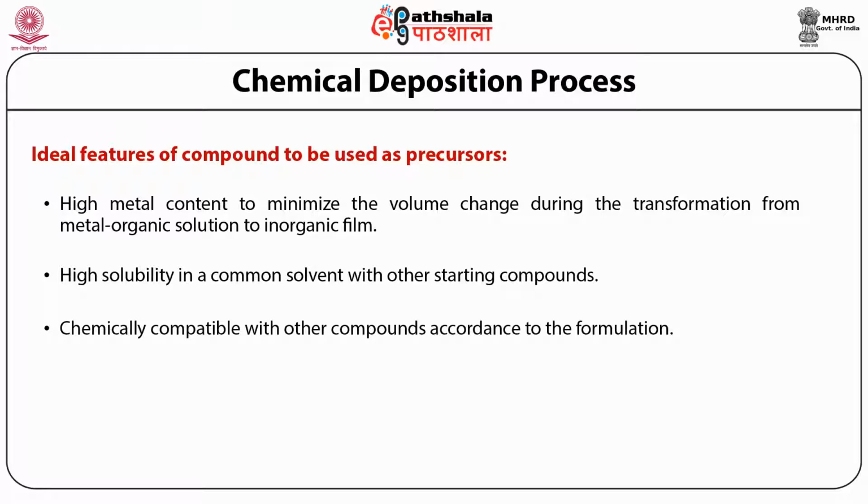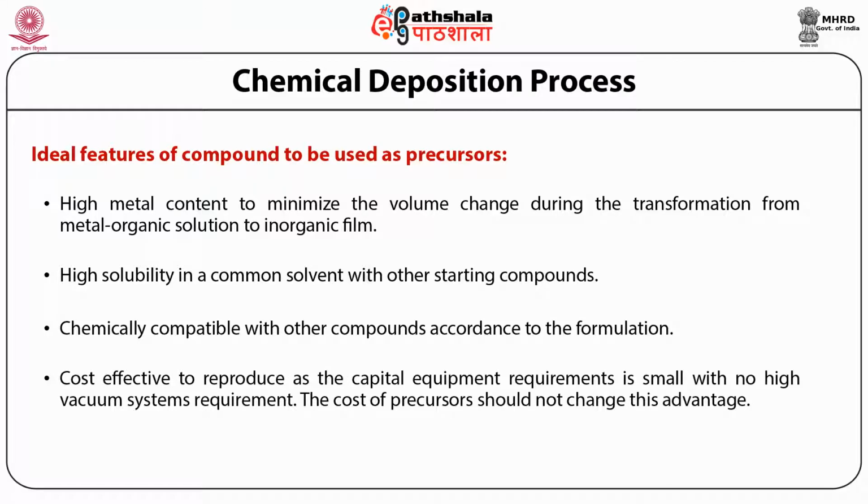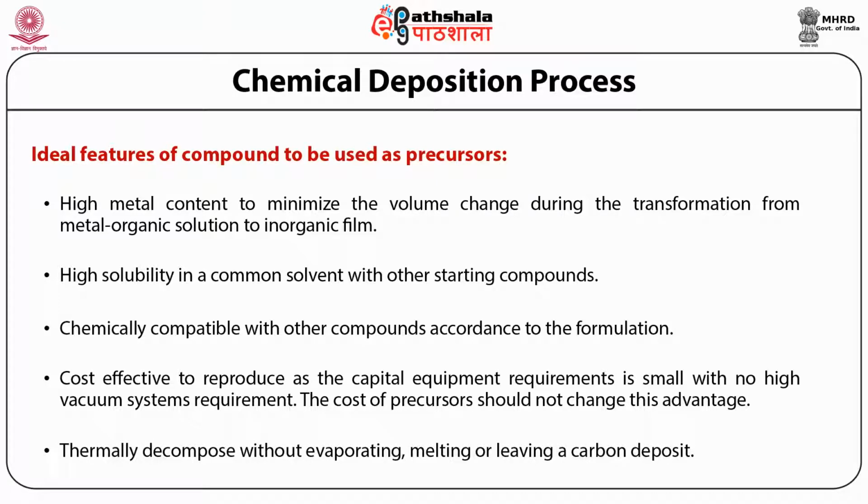Lastly, number 4, the ideal precursor should be cost effective to reproduce as the capital equipment requirement is small with no vacuum systems requirement. The cost of precursors should not change this advantage. It should not thermally decompose without evaporating, melting, or leaving a carbon deposit. So the ideal features for a precursor compound are: number 1, it has a high metal content, it should be highly soluble, it should be chemically compatible, and the fourth one is cost effective.